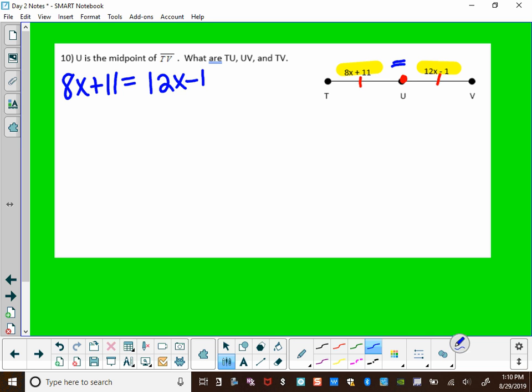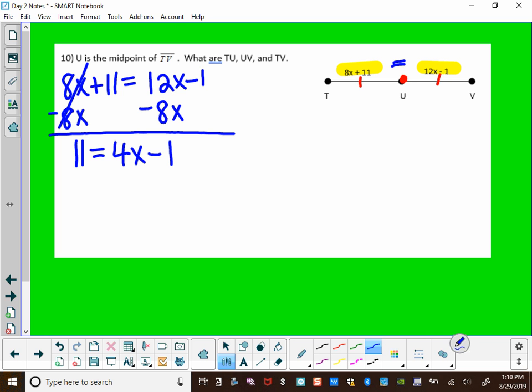All right, I'm going to do this. I'll do it with you. I'm going to get rid of my positive 8x first, so that means subtracting 8x. That goes away, so I'm left with 11 equals 12x minus 8x gives me 4x, and then minus 1. So you do the big number. The big number stays and then the small number.